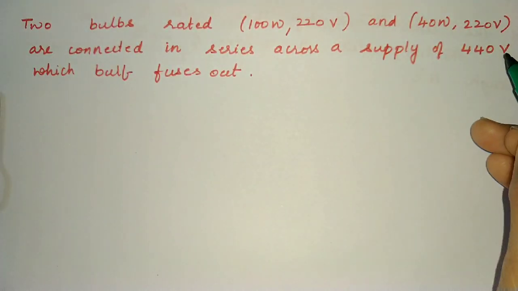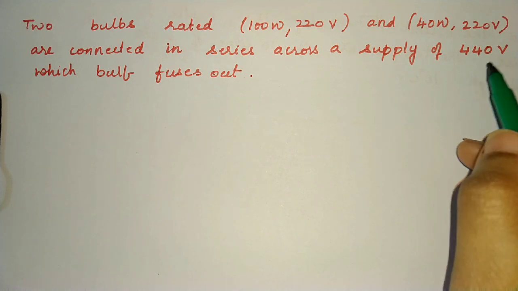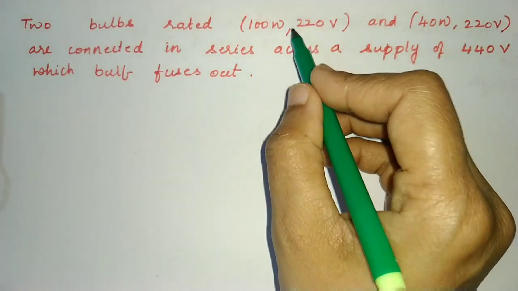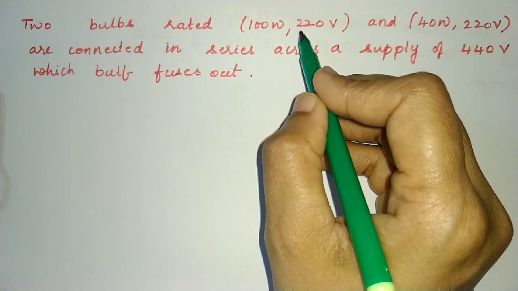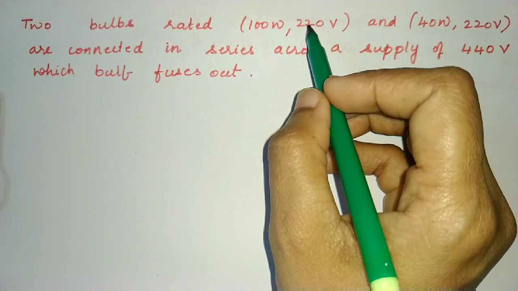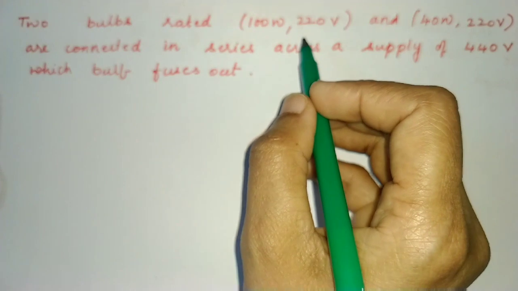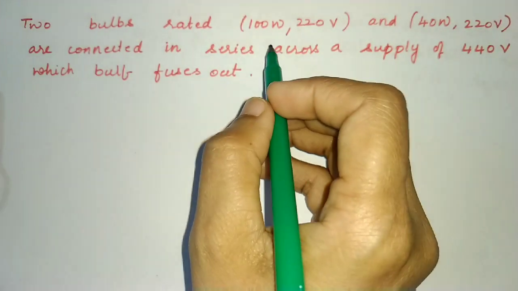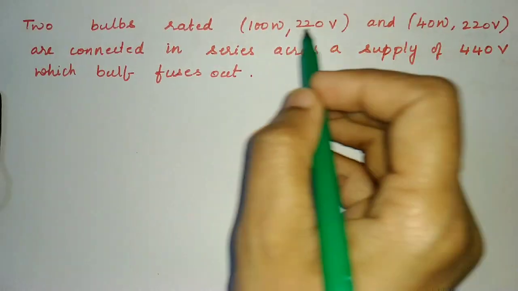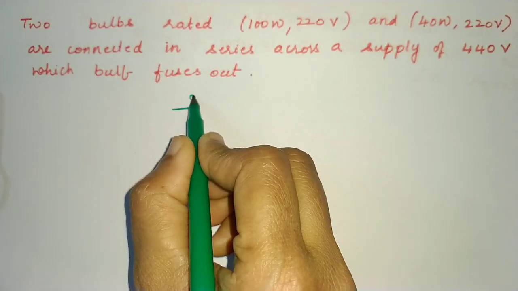So remember that a bulb will fuse out if its operating voltage becomes greater than its rated voltage. Okay, suppose it is supposed to operate at 220, and if you apply a voltage greater than 220, there is a possibility of fusing out. So now in this particular case, I will find out what is the voltage across the bulbs when they are connected in series.